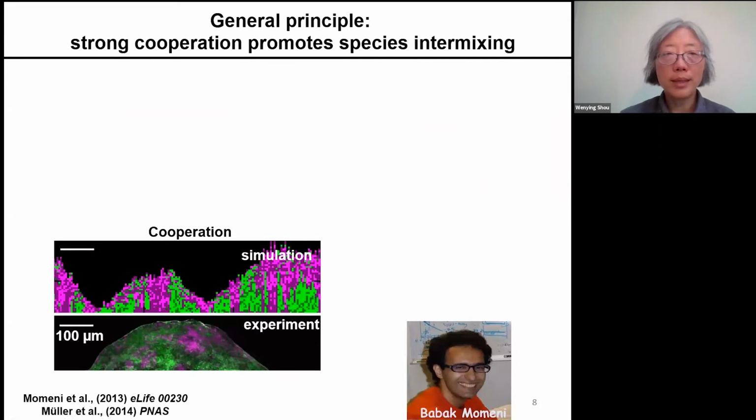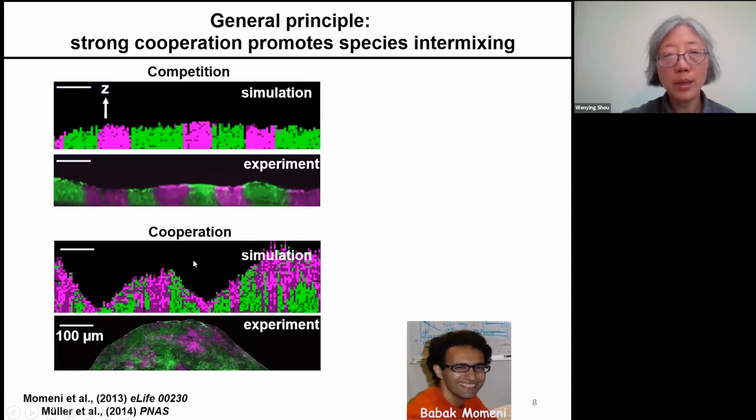The second general principle is that strong cooperation promotes species intermixing. So here we have both simulations and experiments. In experiments, we just mix the two strains and allow them to grow in agar pad without adenine or lysine, so they're forced to cooperate. We see that the red and green cells form these intermixed patches. In contrast, if we supply rich medium to the agar pad so that these two strains compete, then we see beautiful columnar patterns. They form columns in both simulations and experiments.